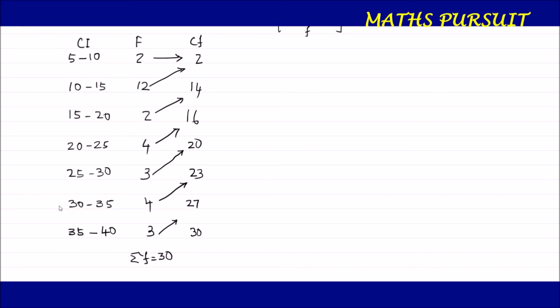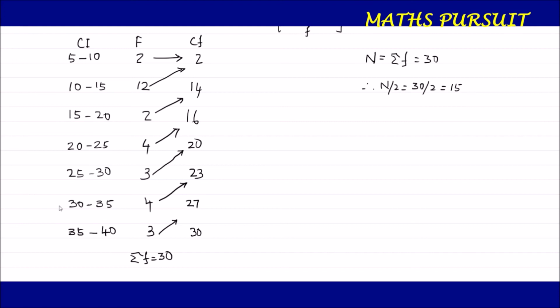Now guys, as I told you, we first need to identify n by 2. Here n is equal to the summation of f, that is 30. Therefore n by 2 will be 30 upon 2, that is 15. We are calculating n by 2 to find the median class. So we got n by 2 as 15.